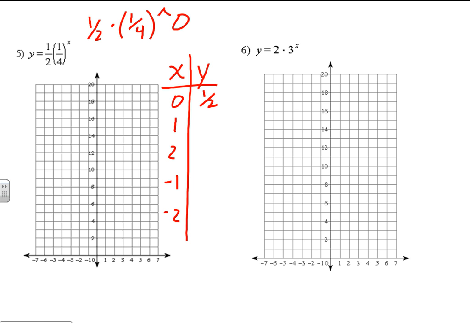So if you do that, 1/4 to the 0th is 1, and 1 times 1/2, we get 1/2. The beauty of the TI-30 is if you're using that, you can now just cursor back up to this equation and just replace the 0 with a 1, and then a 2, and then a -1, and then a -2. So when x is 1, I get 1/4 to the first, that's 1/4, times 1/2, that's 1/8.